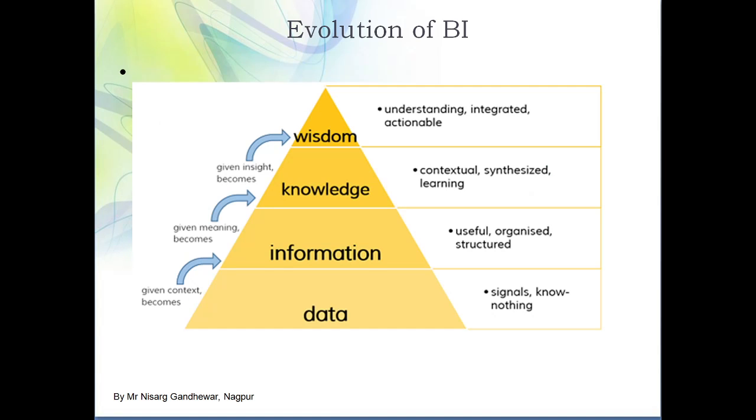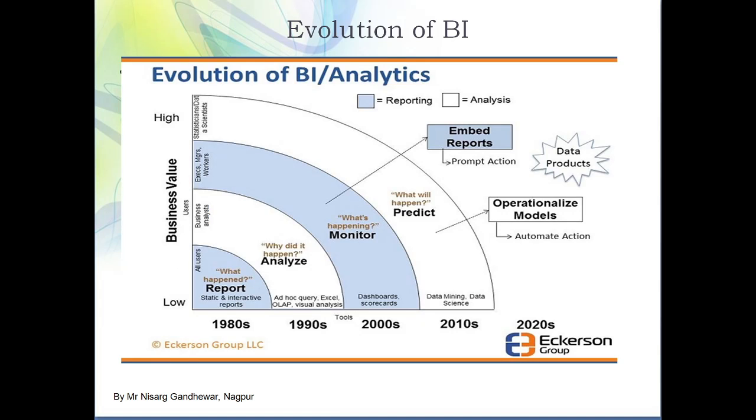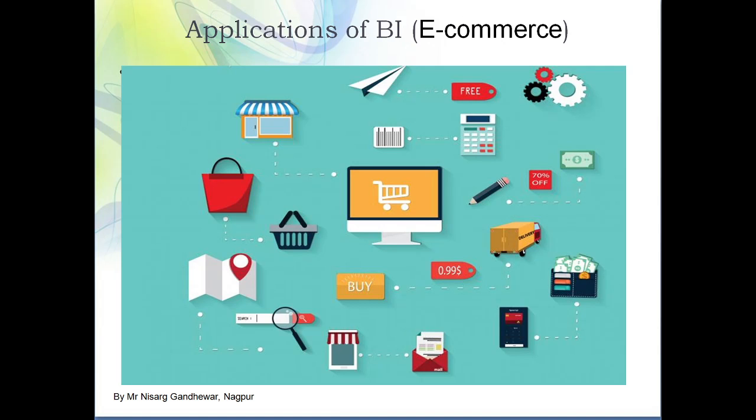This is another diagram which tries to explain the evolution of BI. Initially you just gather the raw data, then it is converted into information, then transformed into knowledge, and finally that knowledge is transformed into wisdom. So this is the journey of BI from the year 1865 to 2020. This is all about the history, or evolution, of BI, how the term BI evolved. Then we discuss the various applications of BI.